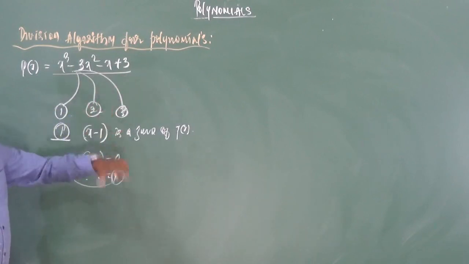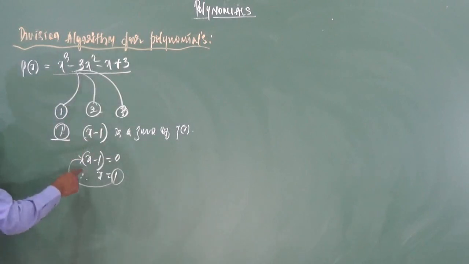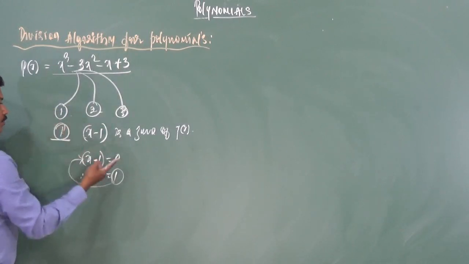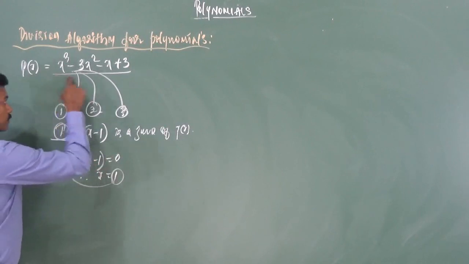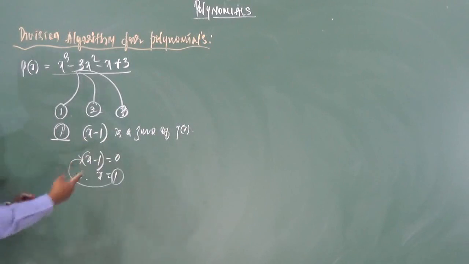Because a polynomial is an algebraic expression, we are not going with numbers here, we are going with polynomials. Therefore, if 1 is the zero of this polynomial, we have to guess the corresponding polynomial expression. So 1 is the zero of this polynomial means x minus 1 is the zero of p of x. In that way you have to consider.